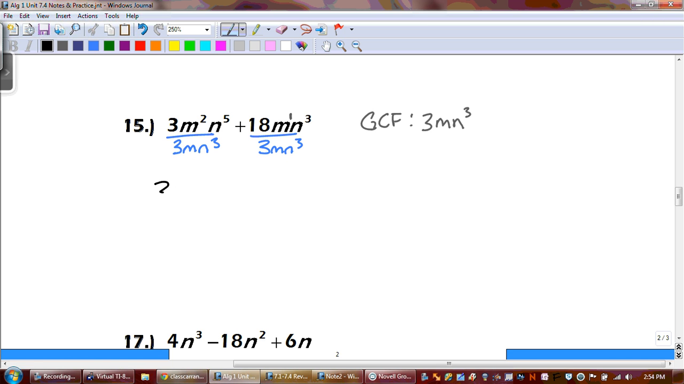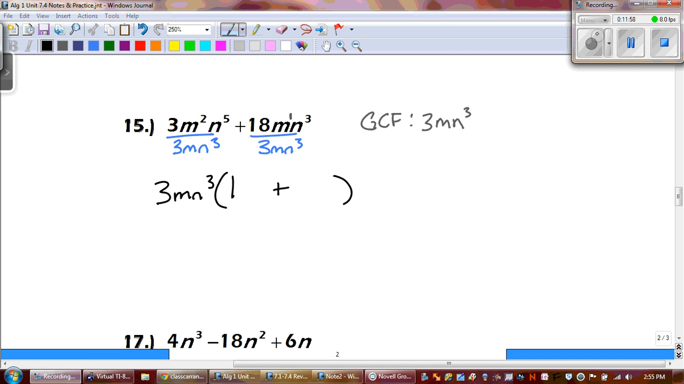My GCF automatically goes out front. It doesn't disappear. And then we need to figure out what we got left. Okay, 3 divided by 3 is 1.